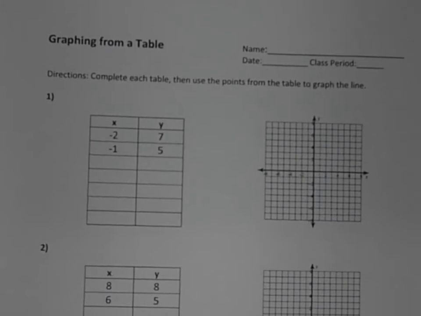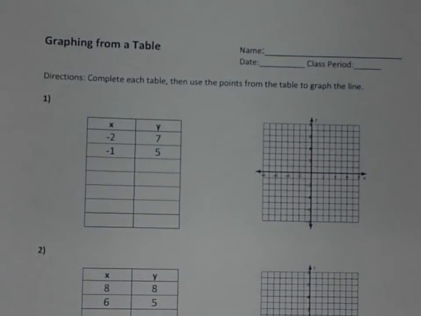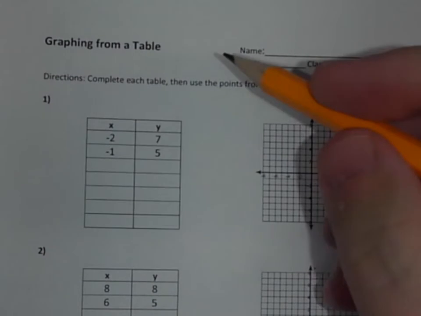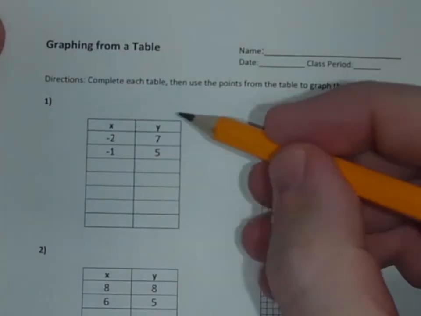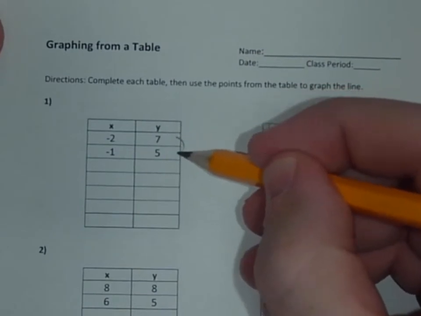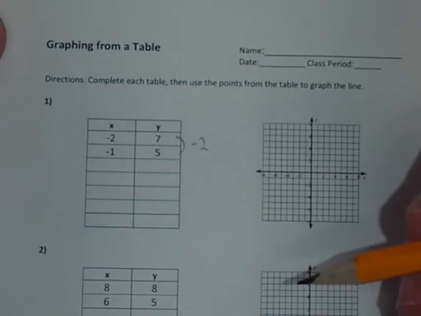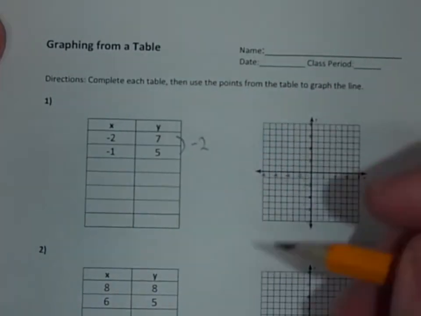Sorry about that. So we have to figure out basically what's happening in the table so that we can continue that pattern and finish filling out the table. Okay? So, for example, on number 1 here, the y values are going down 2 each time, right? Goes from 7 to 5, that's going down 2. So it's going to continue that pattern since it's linear. It's going to keep going at the same rate.